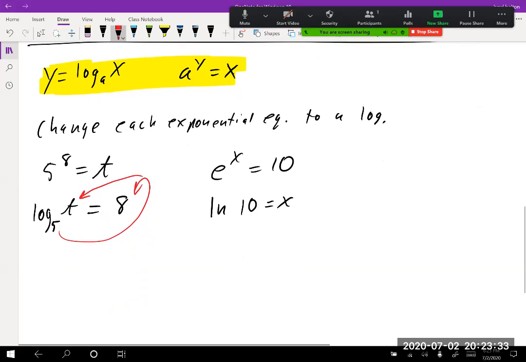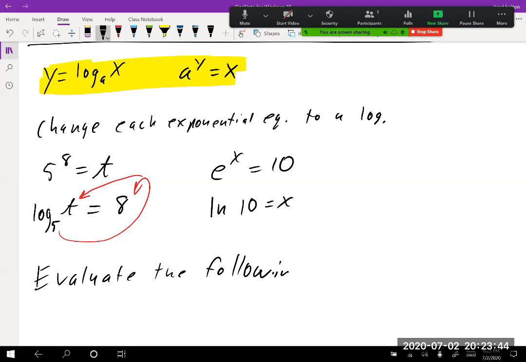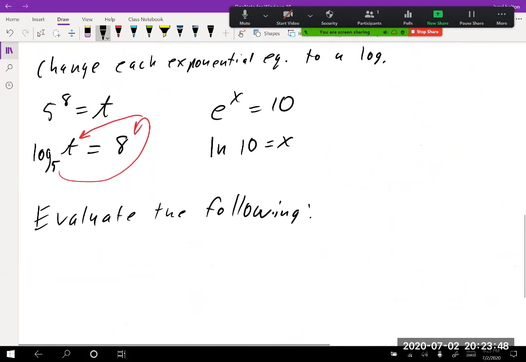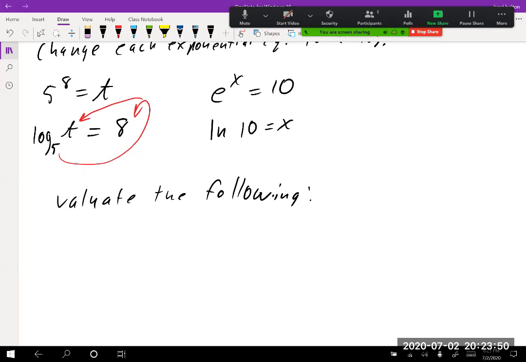Okay. So now let's just do a few more, evaluate. I feel like I already did some of these, but yeah, I don't think we need to do more. I have a few more in here, but I feel like you could get them from the homework and get some good practice.